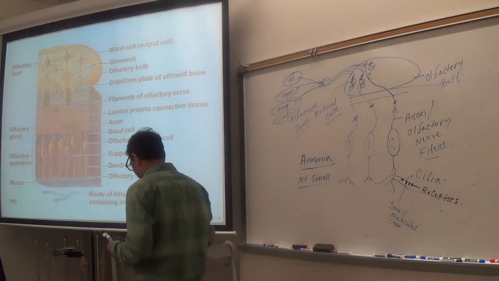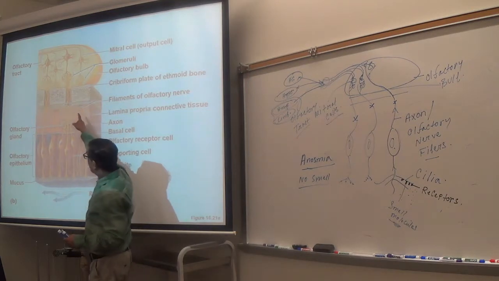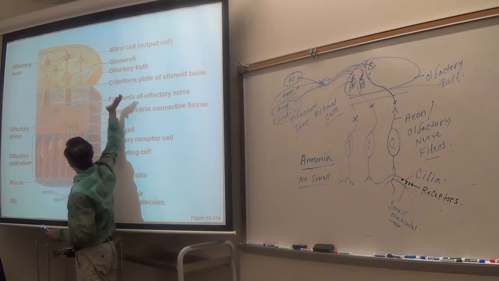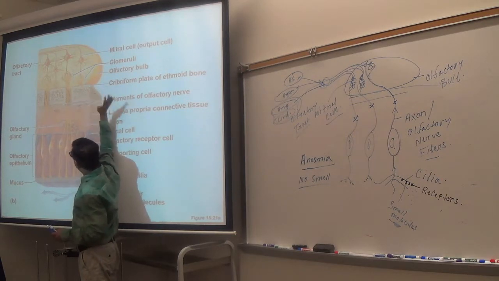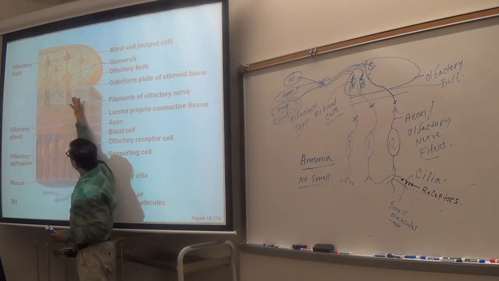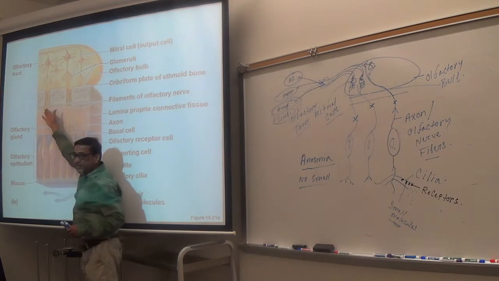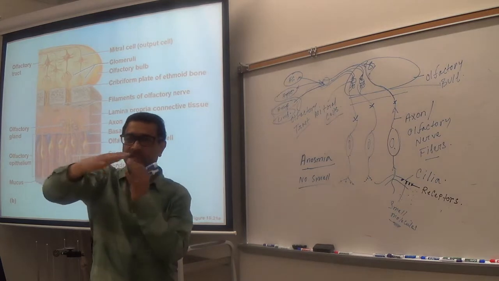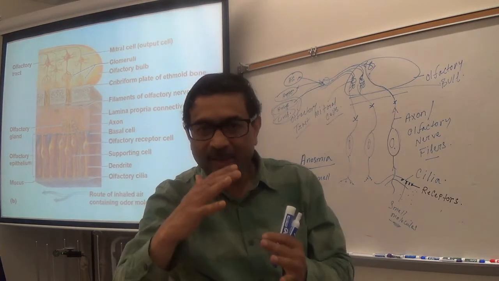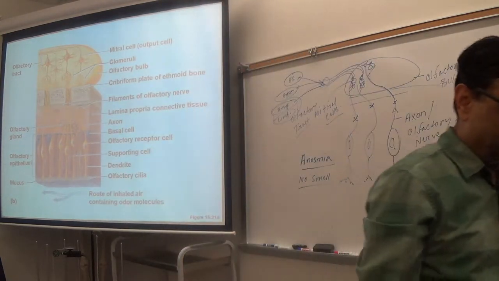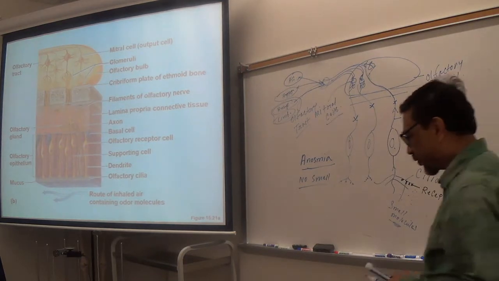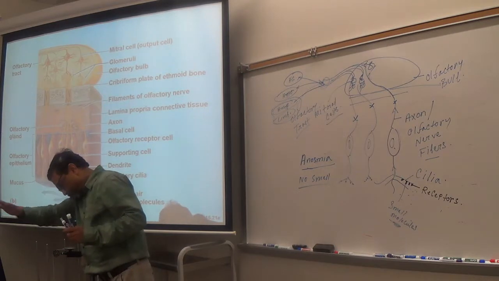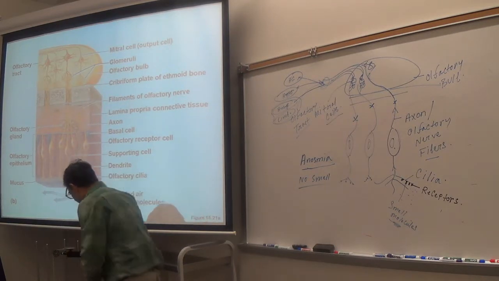You see here, this is a weak point, the cribriform plate of ethmoid. If something hits this piece of bone, then what can happen? These nerve fibers can be damaged. Make sense? Like if you hit that bone, that can crush the nerve fibers, right? And signal will not go to the brain. That can cause anosmia. That happens due to movement of the cribriform plate.